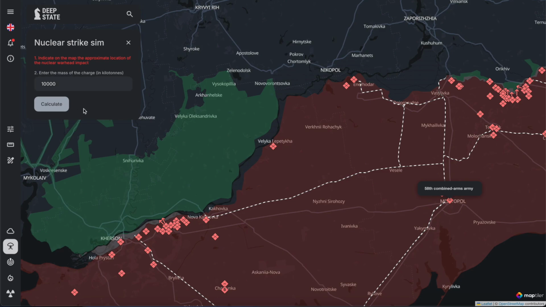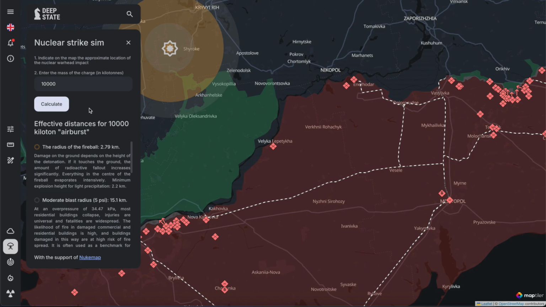And it also has a feature to simulate a nuclear strike to see the potential affected areas. There is also a closed version only for the Ukrainian military, which probably allows them to exchange information. Not sure what functionality it has, but there is a version which is open to the public.